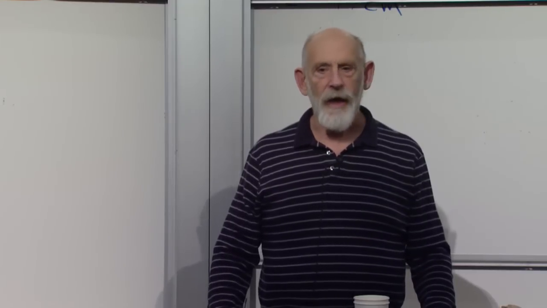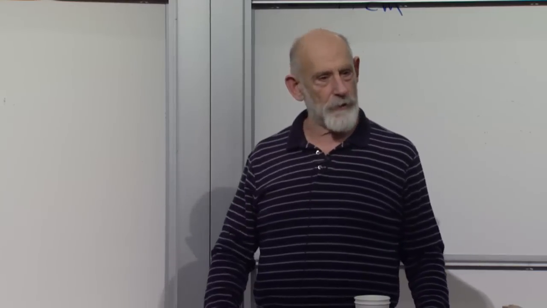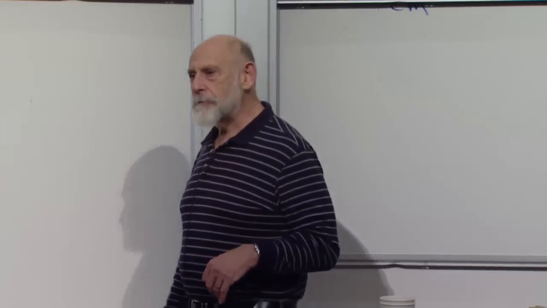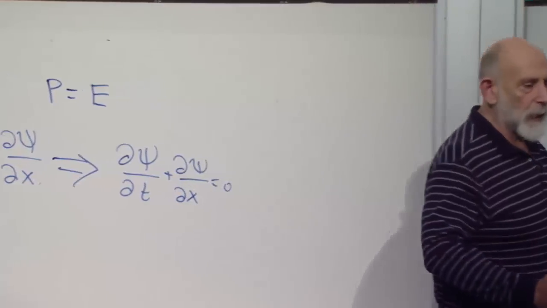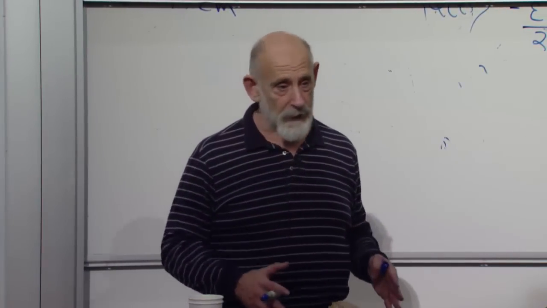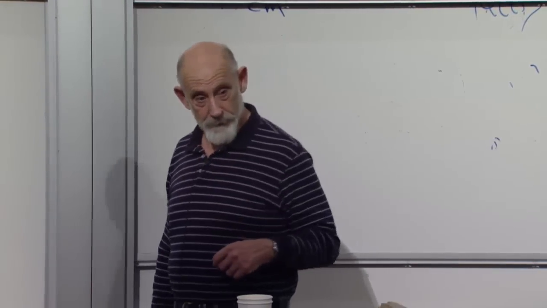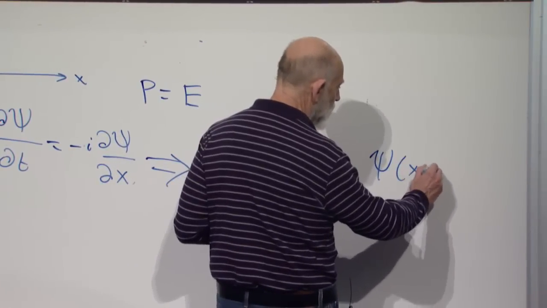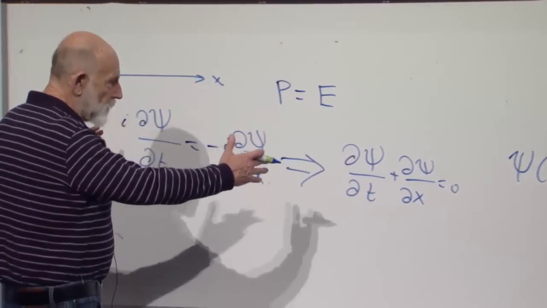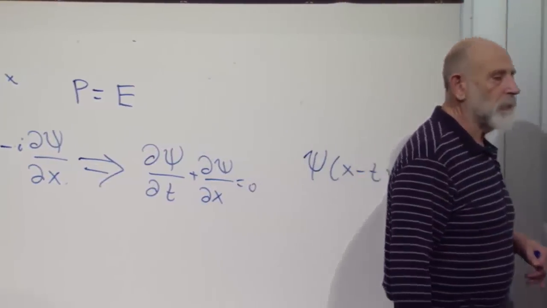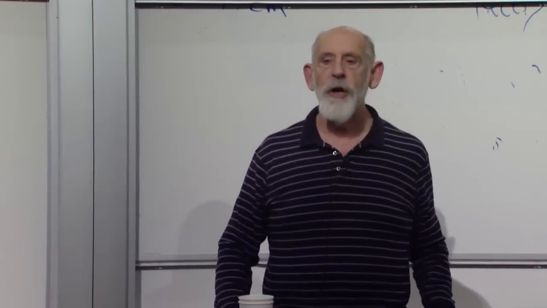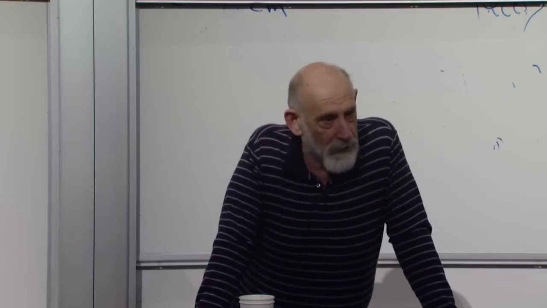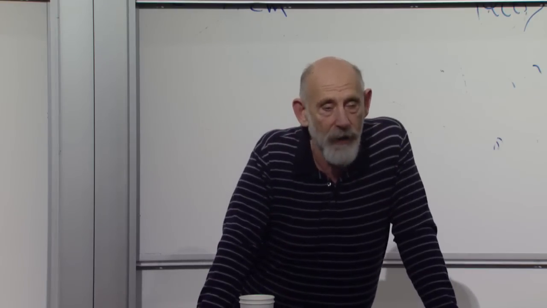What are the solutions of such an equation? They're functions of x minus t. Any function of x minus t will satisfy this equation. A function of x minus t is a wave which is moving along the axis to the right with the speed of light, speed of light now being chosen to be equal to 1. That means it describes a wave moving to the right of rigid profile. Profile doesn't change, but the location of the center of the wave changes, and it moves with the speed of light.